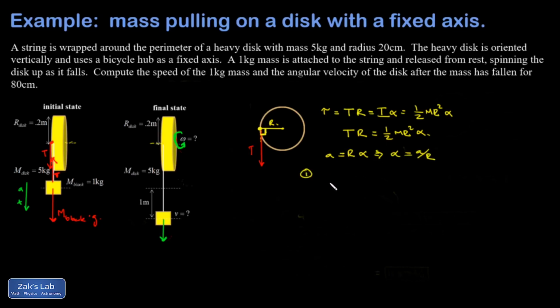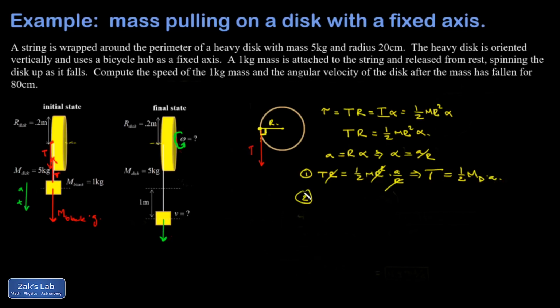All right, so I get an equation for my disk that says tension times the radius of the disk is equal to 1/2 m r squared times alpha, which is a over r. This simplifies, by the way. One of the r's cancels, and then I can divide both sides by r. And now all the r's are gone, and I have T equals 1/2 mass of the disk times a.